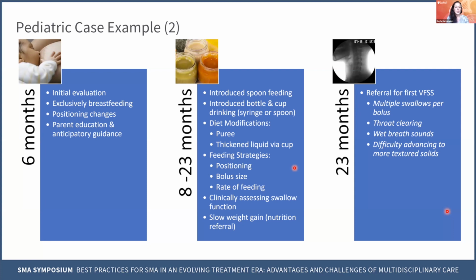So overall, we worked on positioning, bolus size, and the rate of feeding for him as his major feeding strategies during this time. We continued to clinically assess his swallowing, and he did have pretty slow weight gain, so he was working with nutrition during this time to make sure he was getting adequate nutrition. At 23 months of age, we did eventually refer him for his first video fluoroscopic swallow study or modified barium swallow study, because we were starting to see more clinical signs of dysphagia, where he was having multiple swallows per bolus, more throat clearing and wet breath sounds, and we were having a hard time getting him to advance towards more textured solids.